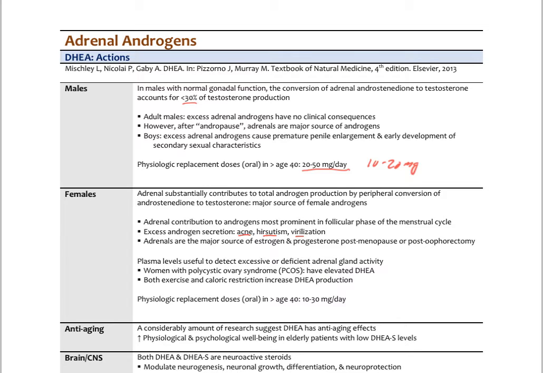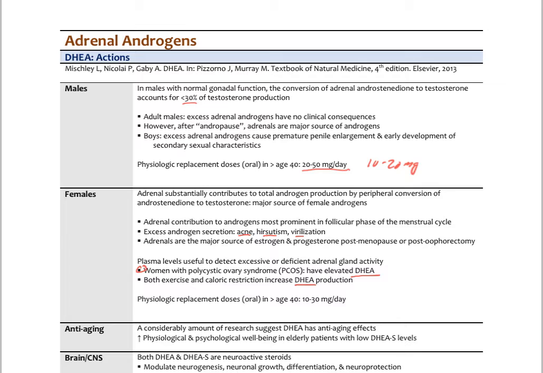The adrenals then, after menopause, become the major source of estrogen and progesterone post-menopause or post-oophorectomy, where the ovaries are removed surgically. If we look at the plasma levels, they can be useful to detect excess or deficient adrenal gland activity. And especially in women with PCOS, about 30% of them have elevated DHEA from the adrenals. We see also exercise and even caloric restriction will also increase DHEA levels. So that could be helpful to measure there.